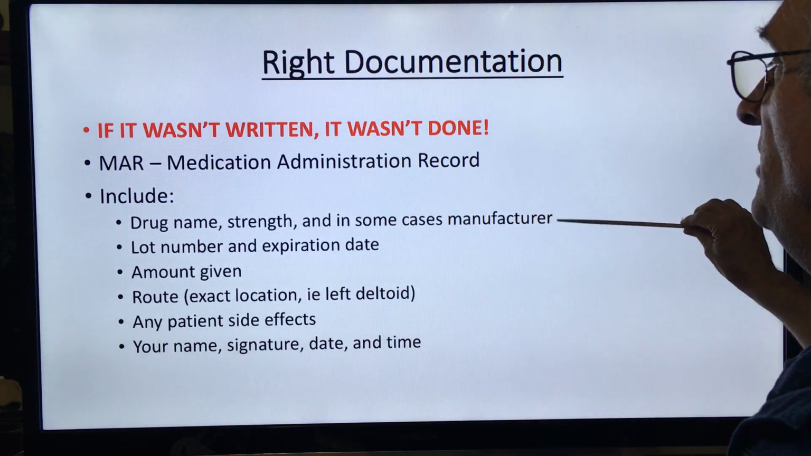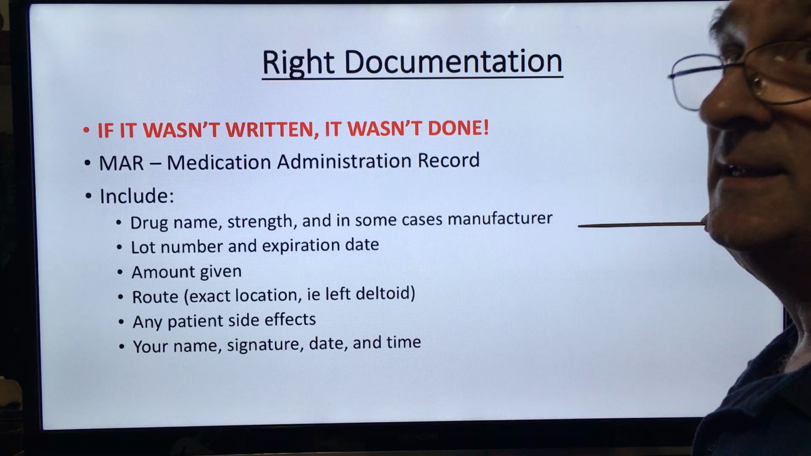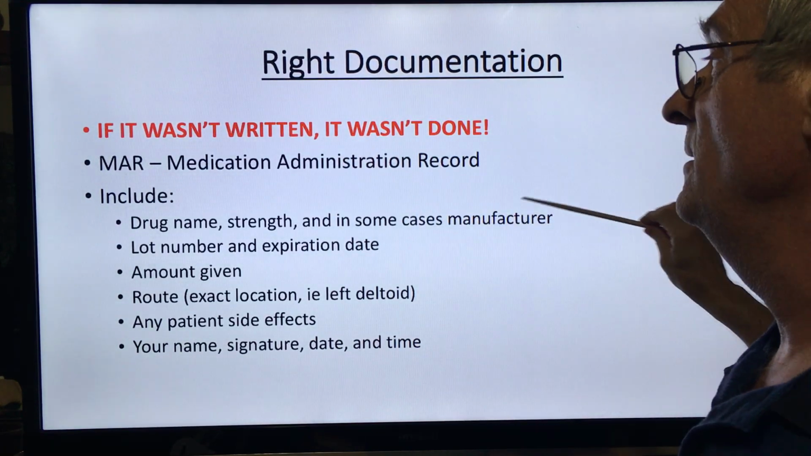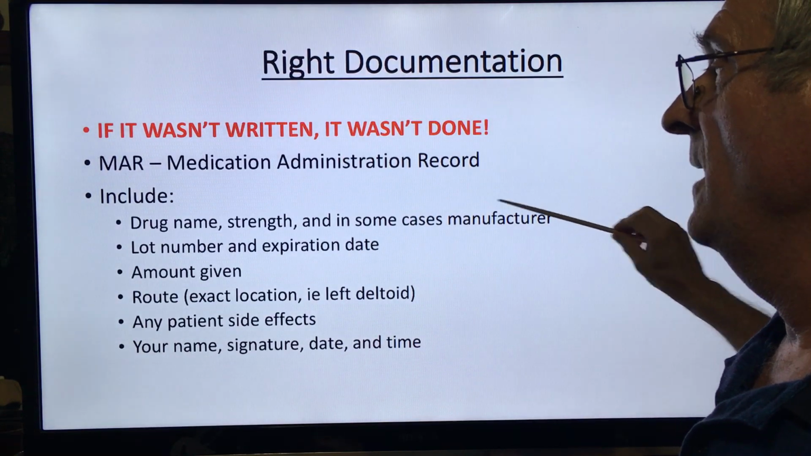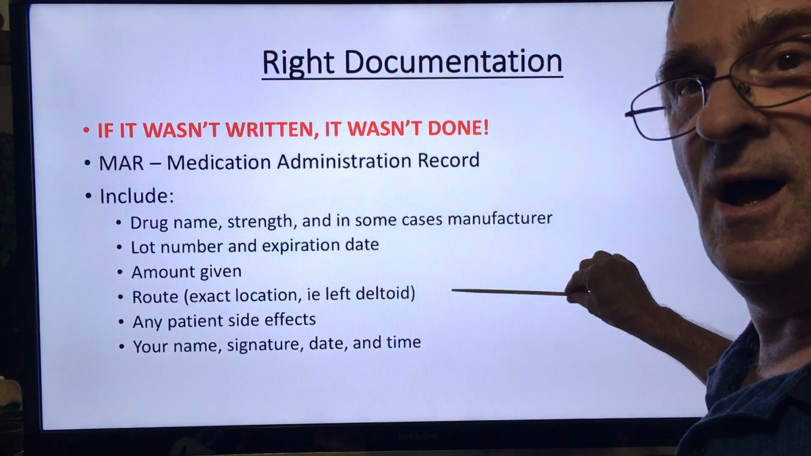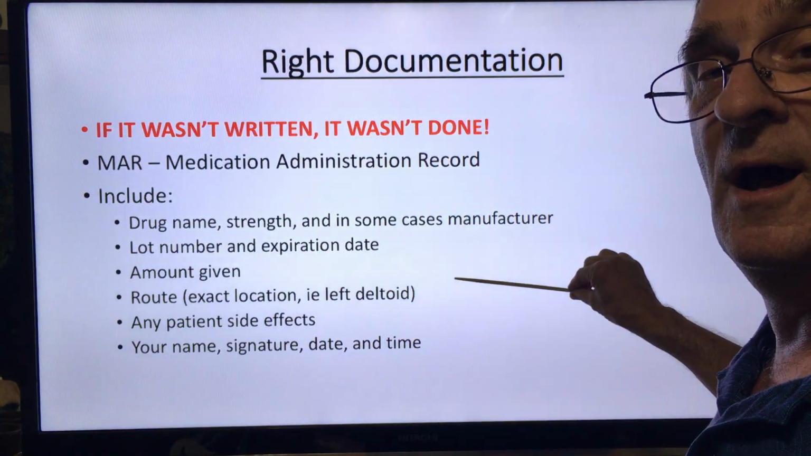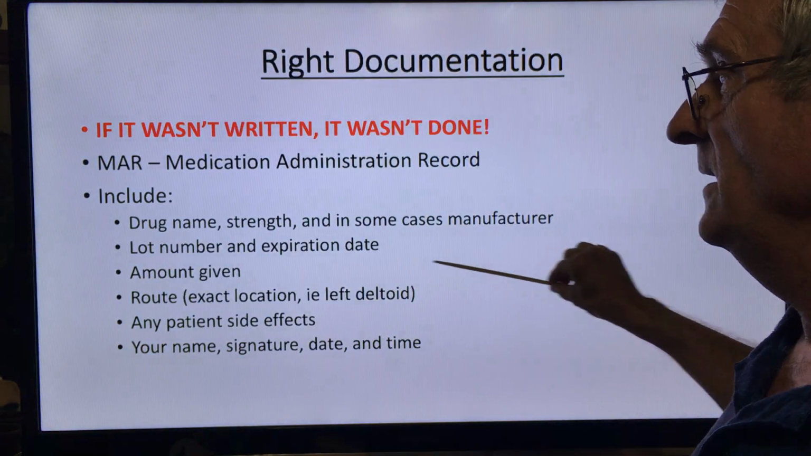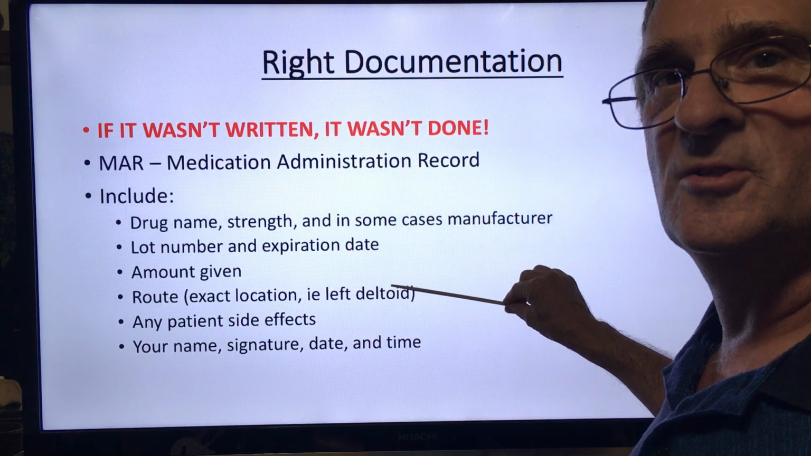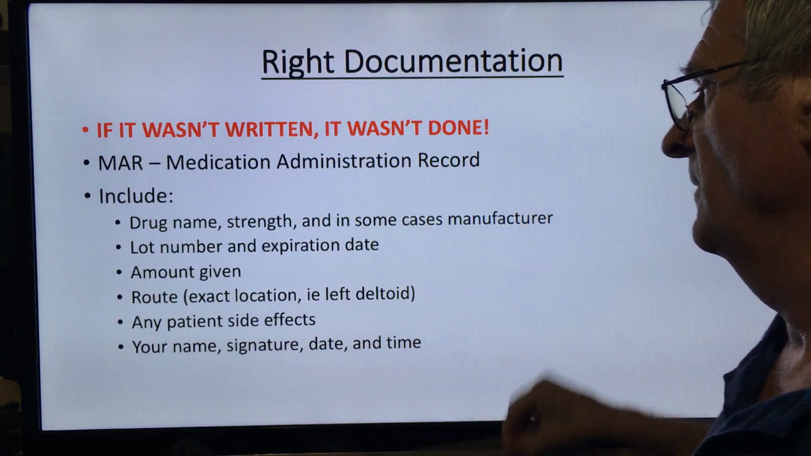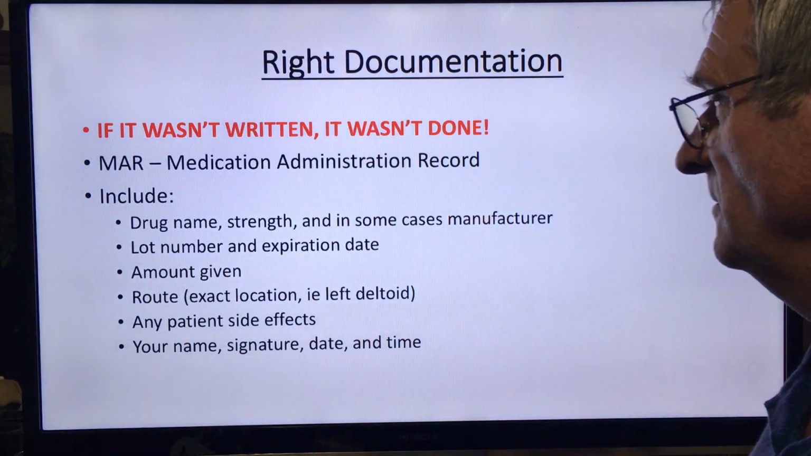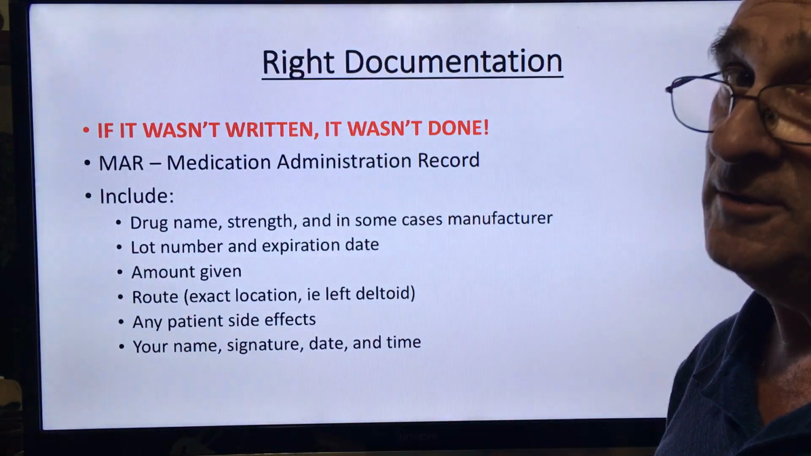So we include the name of the drug, the strength, and sometimes we include the manufacturer's label or lot number, the amount given, the route it was given. So if we gave it IM in the left deltoid, we would write IM left deltoid. And then we would add any patient side effects, patient monitored for 15 minutes, no adverse side effects. And then we would write our name with our signature, date it, time it. If it wasn't written, it wasn't done.